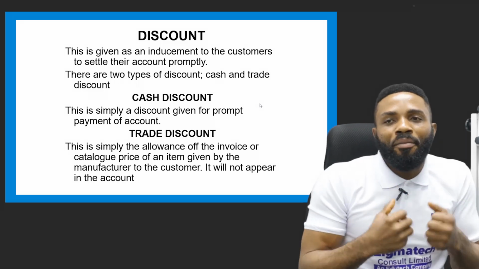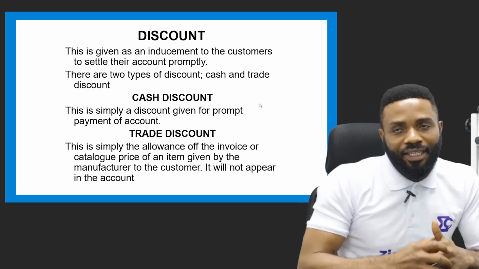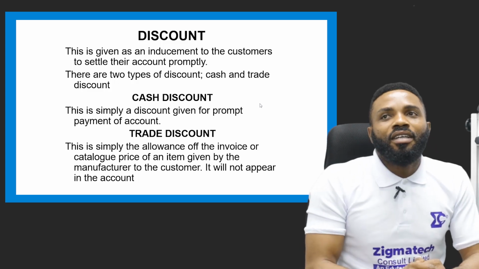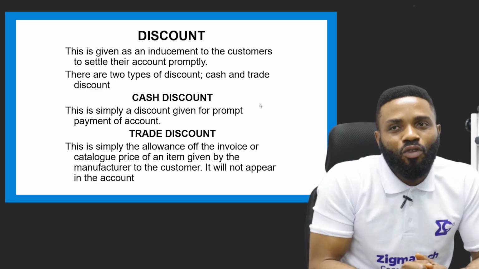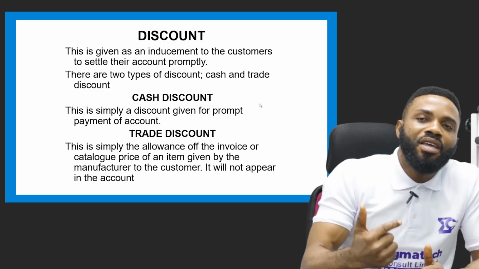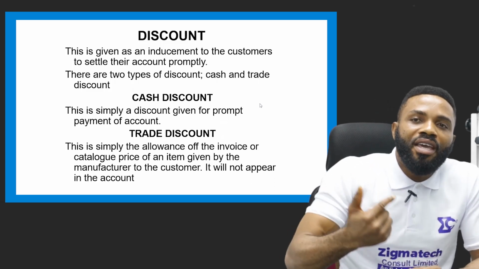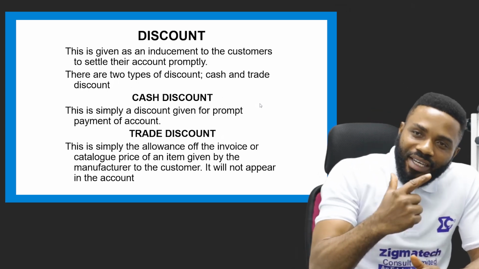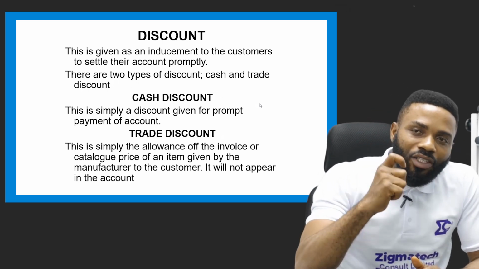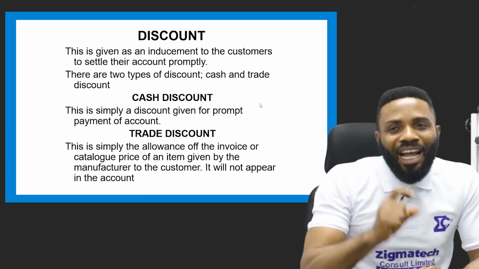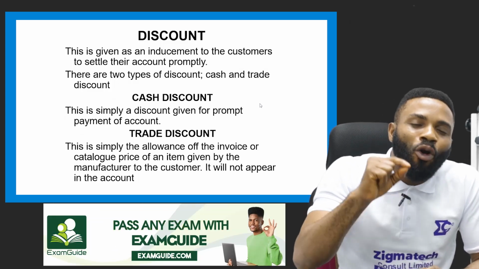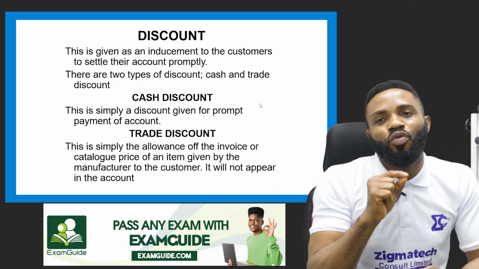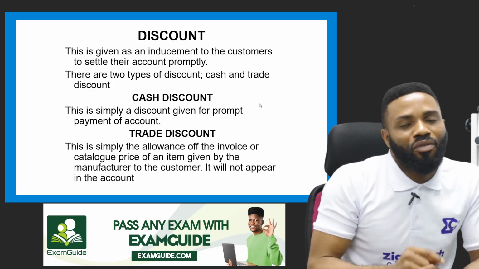amount. Now, if someone is owing me 10,000 and the money has actually lasted for some time and I want the person to pay, I can say, okay, if you can pay me before Friday next week, pay 6,000 naira. I have given the person 4,000 naira discount. That 4,000 naira deducted from the original amount is what we call cash discount.